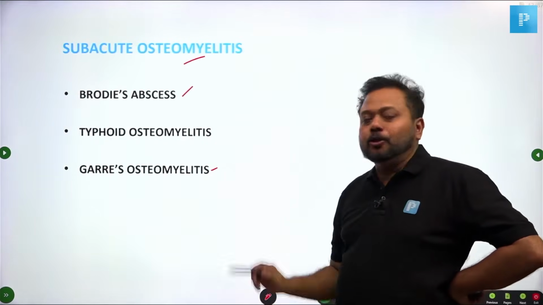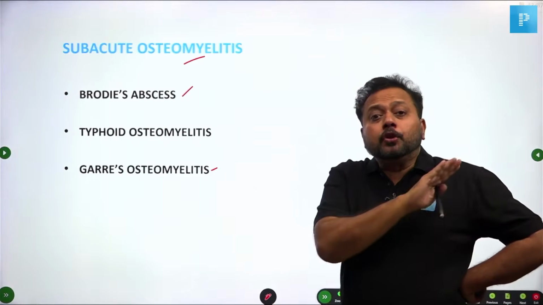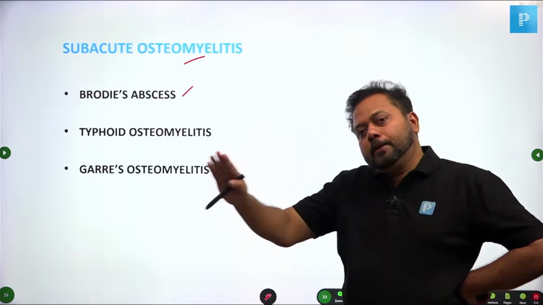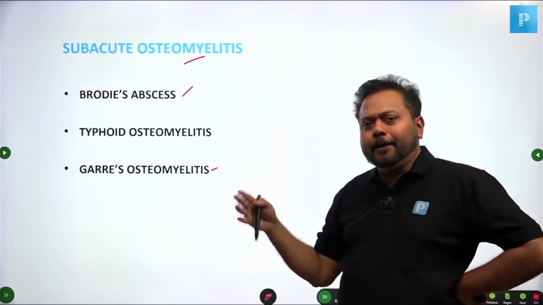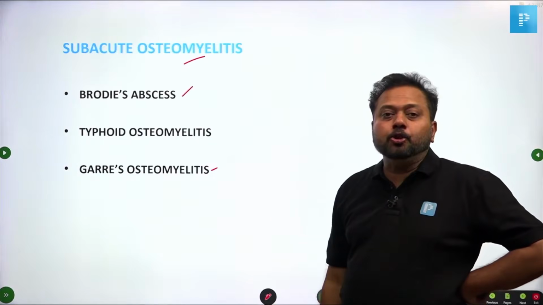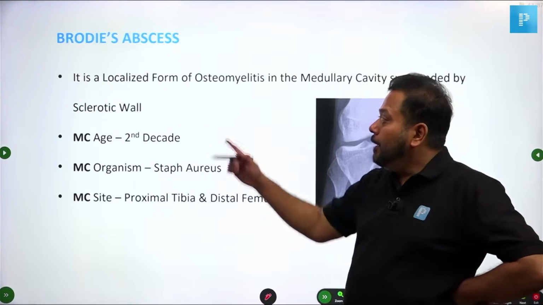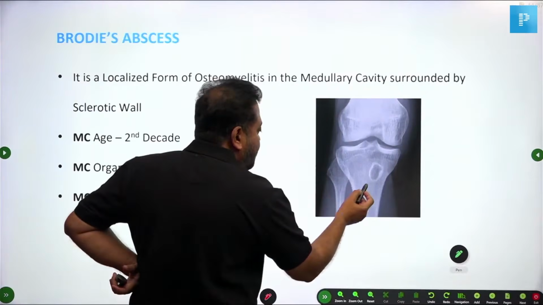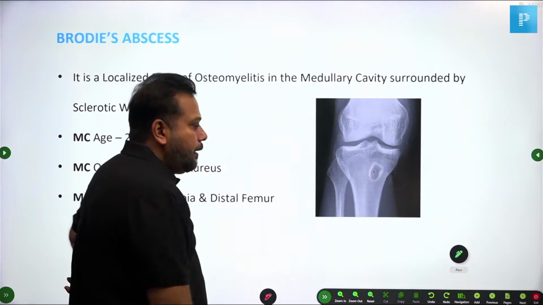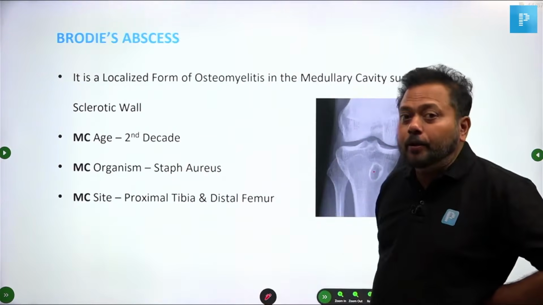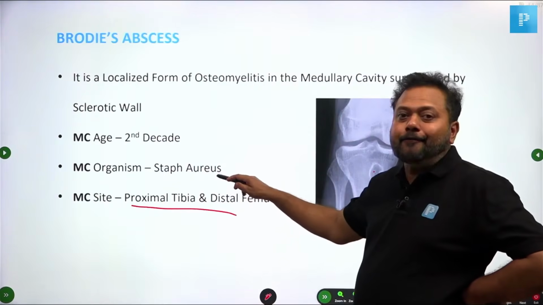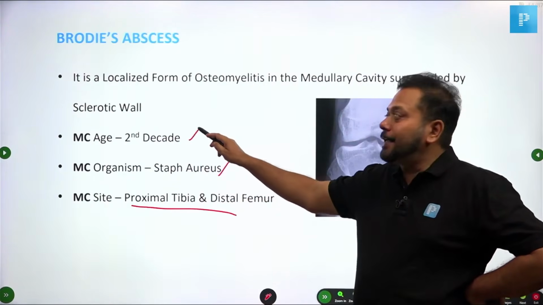Garre's osteomyelitis is a diffuse sclerosing osteomyelitis. No cavity. Totally the whole bone is sclerosed. It can happen in the tibia, the mandible, the jawbone. Okay, Brodie's abscess, most common site is upper tibia. You see, exactly, this is the picture. There is a halo surrounded by a sclerotic rim. This will happen in the metaphysis of the long bone, especially upper end of tibia. Proximal tibia is the most common site. Staph is the most common organism. Common age is second decade.